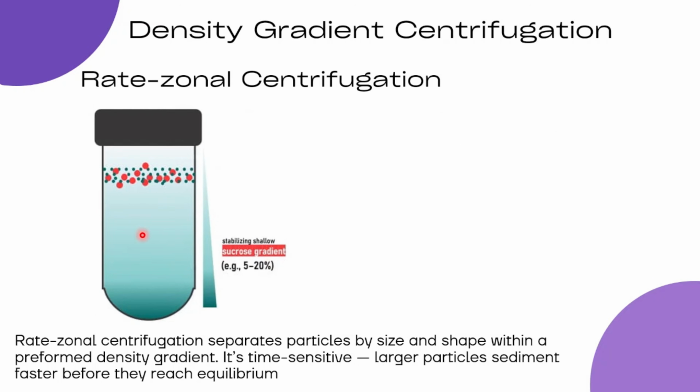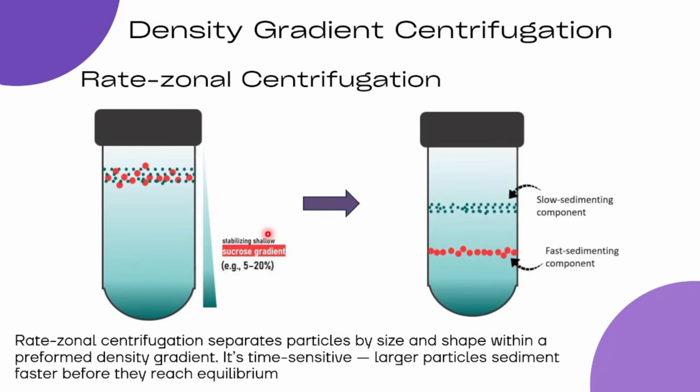In the rate zonal centrifugation, the particles are separated by size and shape within a preformed density gradient, and it is time sensitive. So larger particles sediment faster before they even reach equilibrium. And in this kind of centrifugation, the sucrose gradient is stabilizing and shallow. So it's just 5 to 20% sucrose that is used. Now, after centrifugation, the fast sedimenting components migrate to the bottom, and then the slow sedimenting components remain towards the top.